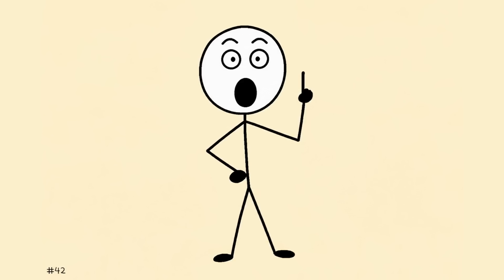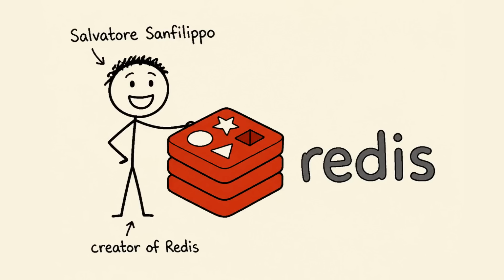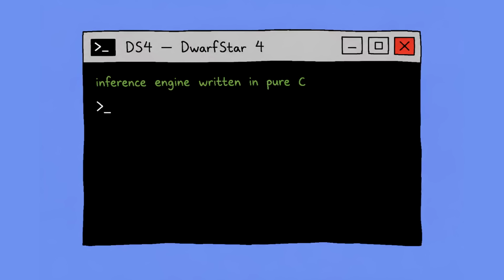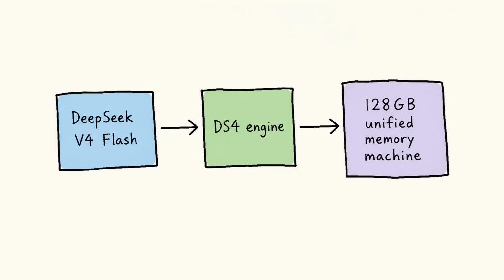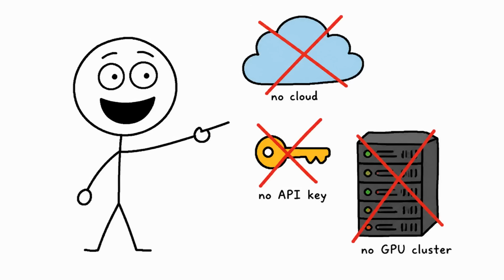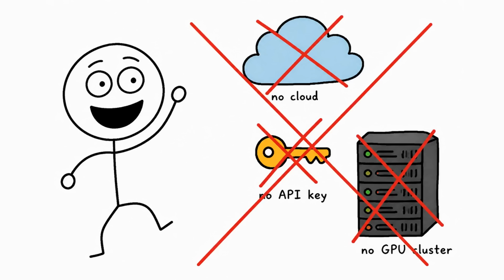Then, within 2 weeks, Salvatore Sanfilippo, the man who wrote Redis, shows up with the second half. He published DS4, also called Dwarf Star 4. It's an inference engine written in pure C, and it's built to do exactly one thing: run DeepSeek V4 Flash, fully local, on a machine with 128 gigabytes of unified memory. So, a MacBook Pro M3 Max, or NVIDIA's DGX Spark. No cloud, no API key, no GPU cluster, none of it.